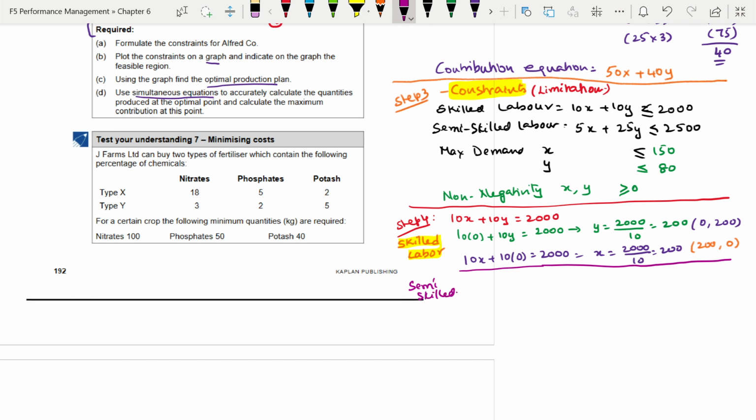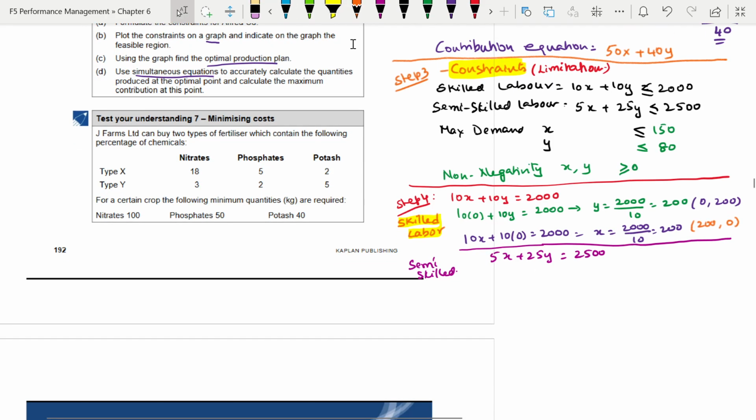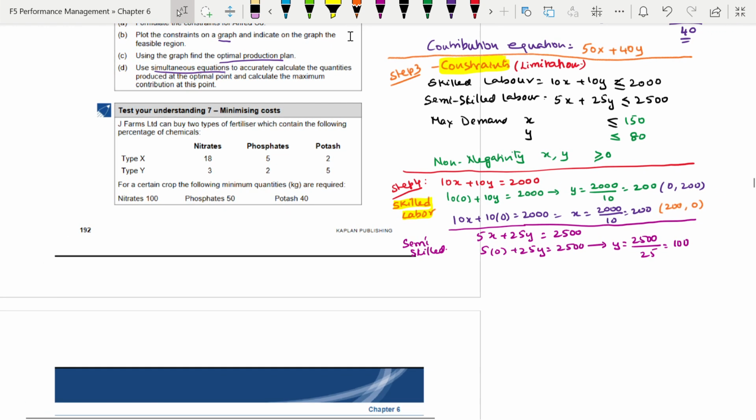What we have to do for semi-skilled? What is the equation for semi-skilled? 5x plus 25y equal to 2500. Now you make x first, x 0, 5 into 0 plus 25y equal to 2500. What will happen? Y equal to 2500 divided by 25. It comes to 100. What are the points there? 0 and 100.